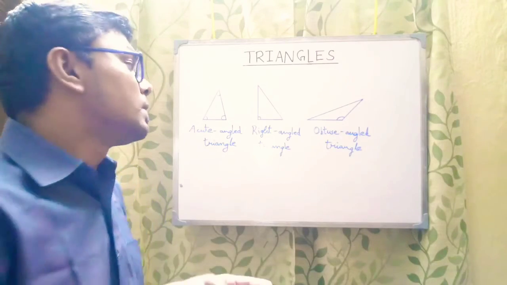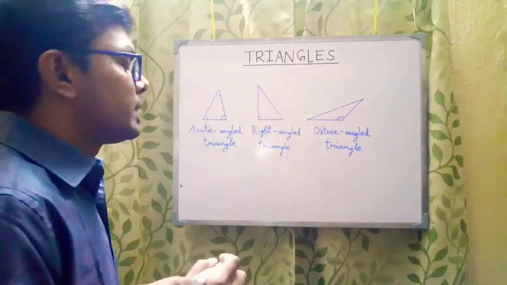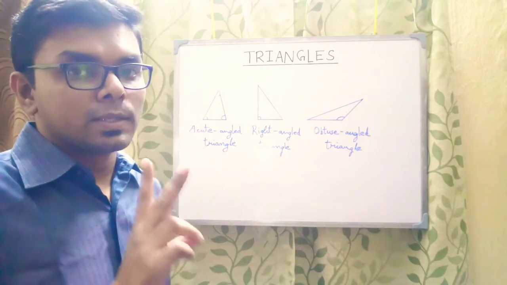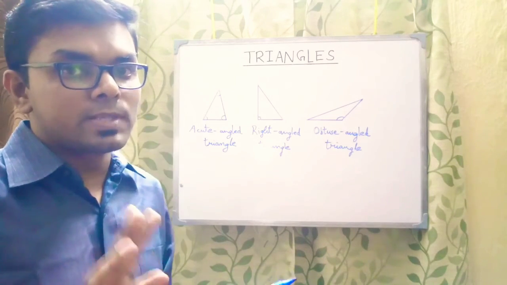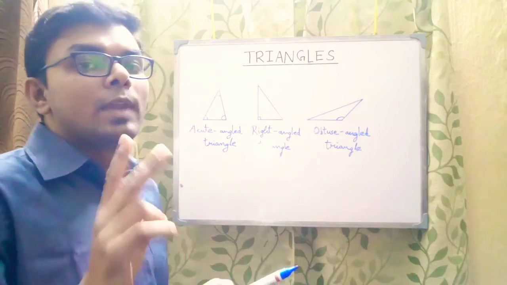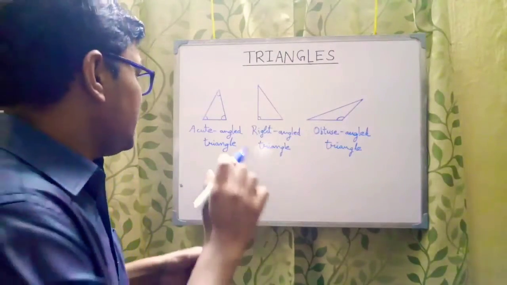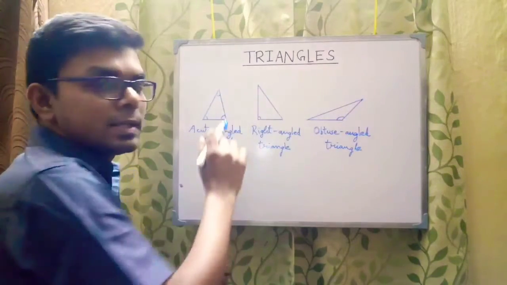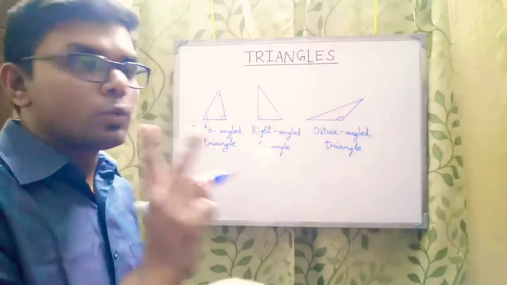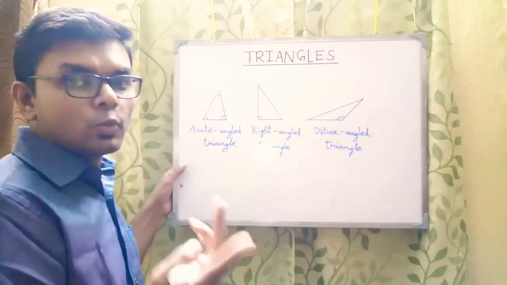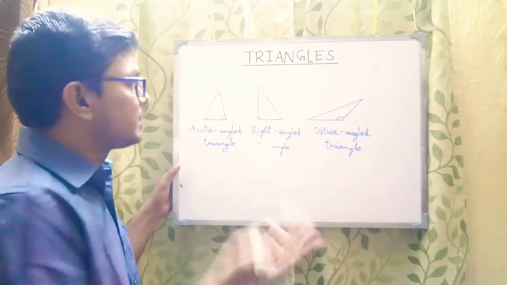Why this is so? Because you must remember that every triangle has at least 2 acute angles. Every triangle which can be possibly drawn will have at least 2 acute angles. This is a property of a triangle. So we see all of these triangles, they will be having 2 acute angles. Like in this acute angle triangle, obviously there are 2 acute angles. Actually there are 3 acute angles.